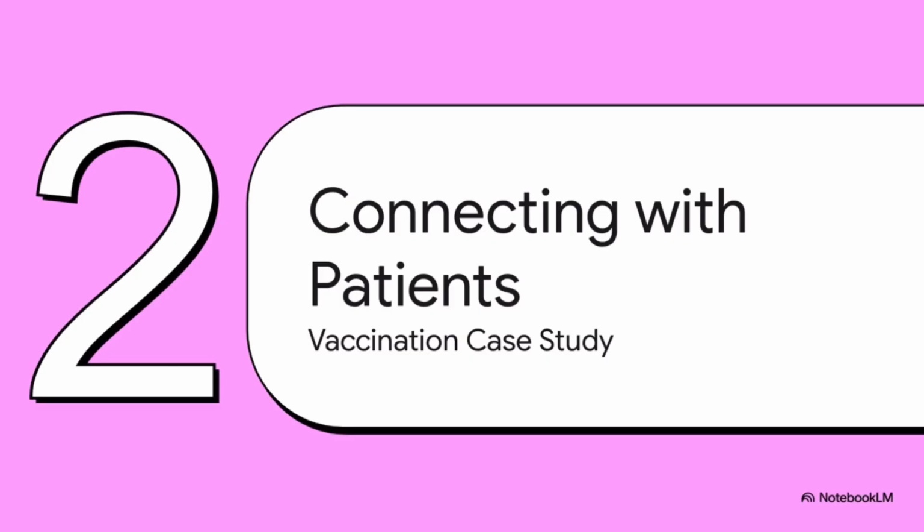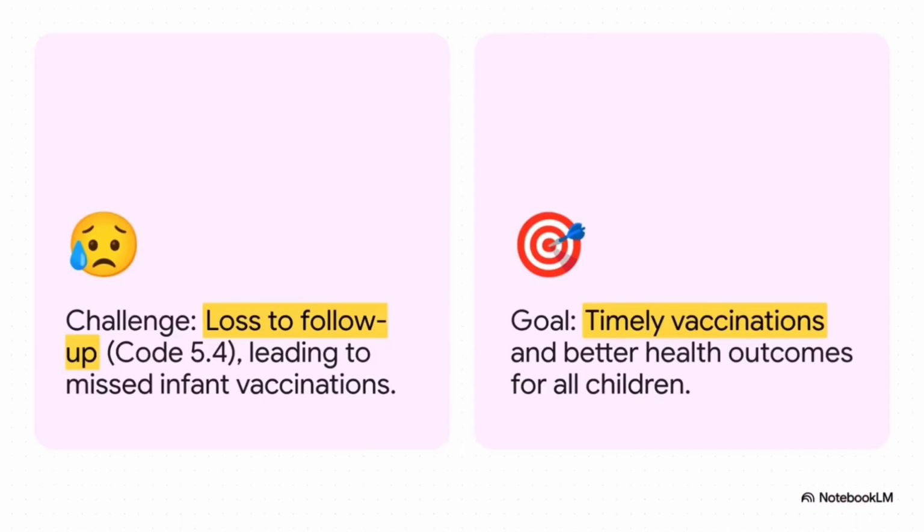Now, theory is great, but let's make this real. Let's look at a real-world example, something that pretty much every family can relate to: making sure babies get their vaccinations on time. So, in the WHO's language, the health system challenge is called loss to follow-up. But we all know what that really means, right? New parents are exhausted, they're overwhelmed, and it's just so easy to forget a doctor's appointment. The goal is super clear. We want timely vaccinations for healthier kids.